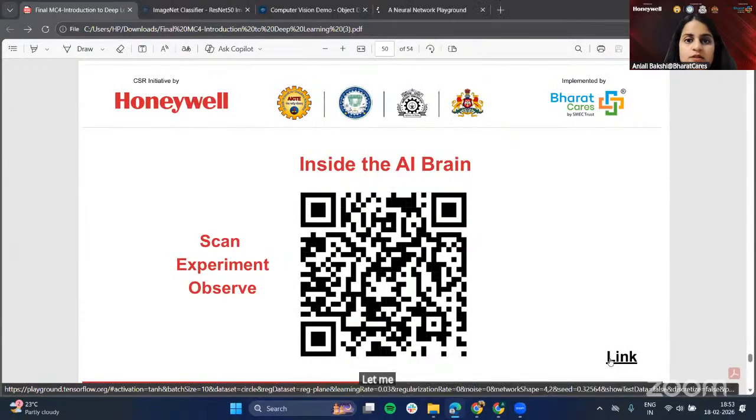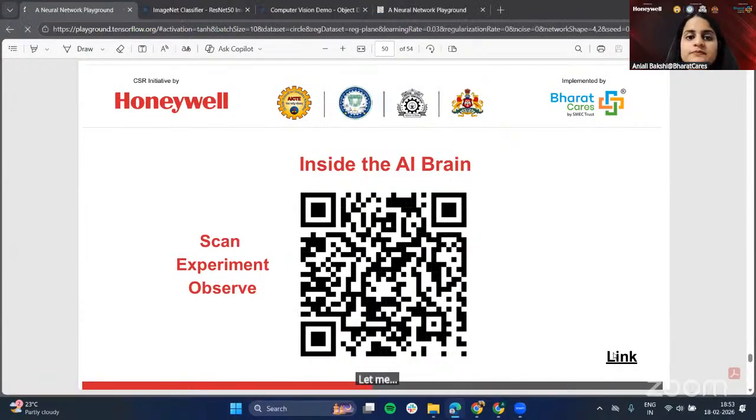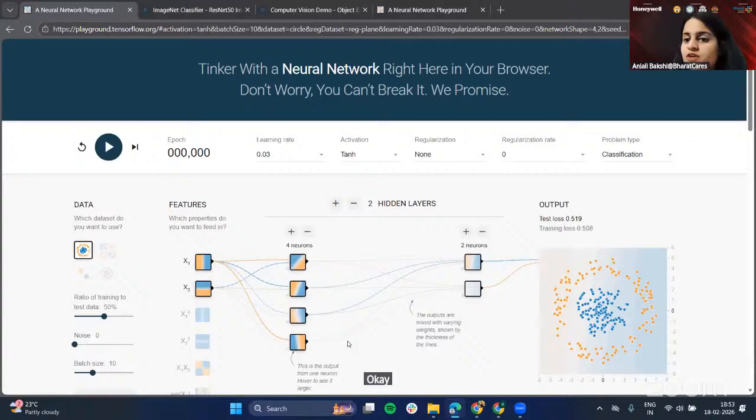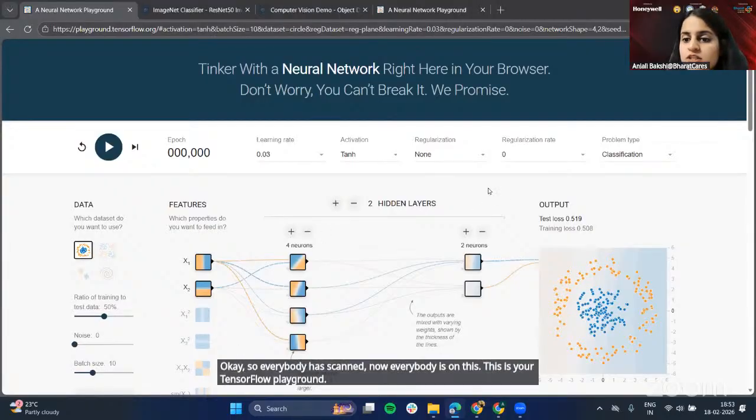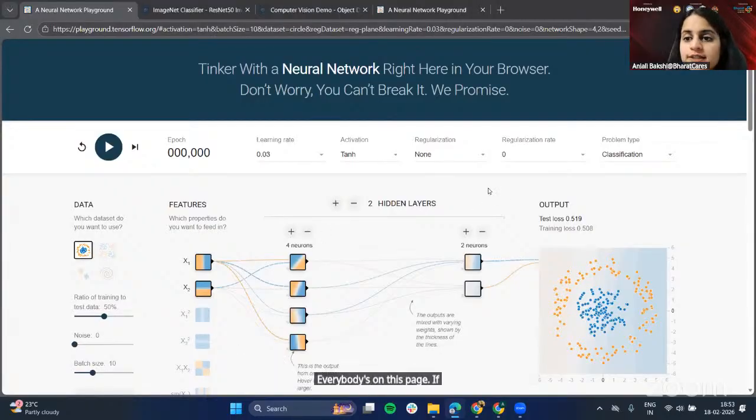Let me open it. Okay. So everybody has scanned. Now everybody is on this. This is your TensorFlow Playground. Everybody is on this page? If yes, mention done in the chat. Okay, a lot of yeses I can see.